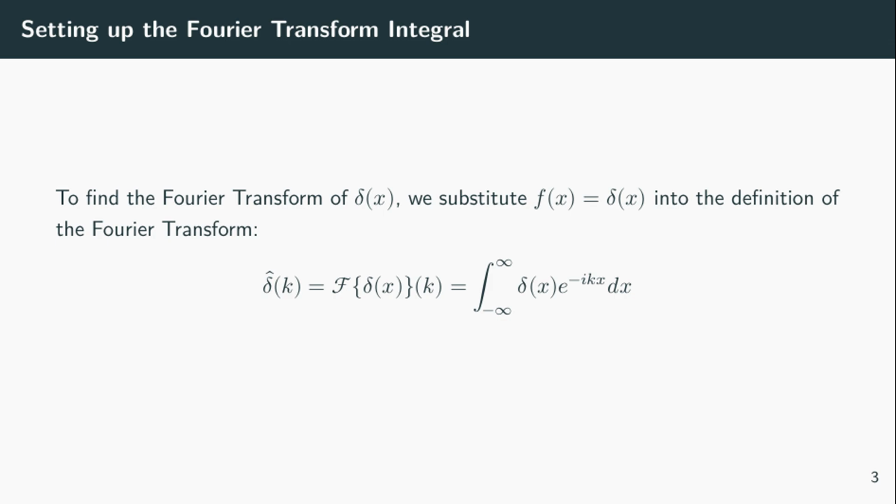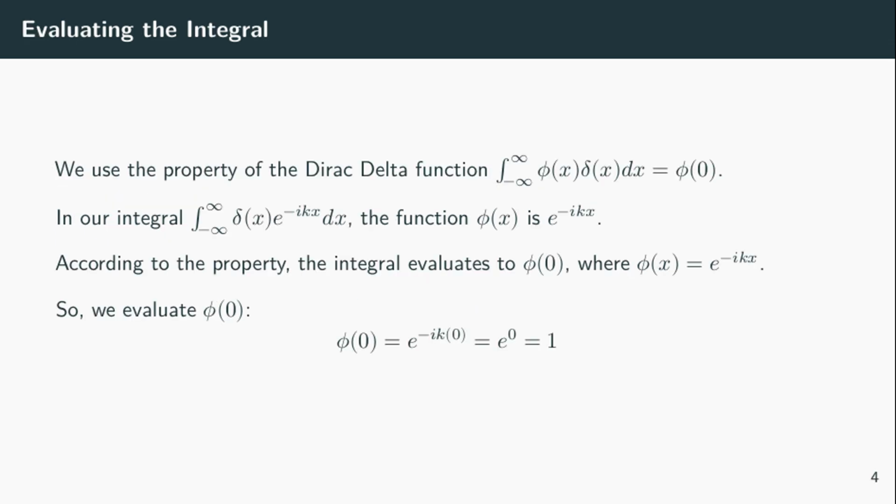Okay, so with that definition in mind, let's set up the Fourier transform integral for the Dirac delta function. We simply substitute delta of x into the definition of the Fourier transform we saw earlier. This gives us the integral shown on the slide. Now the magic happens when we evaluate this integral. We use that key property of the Dirac delta function we just discussed.